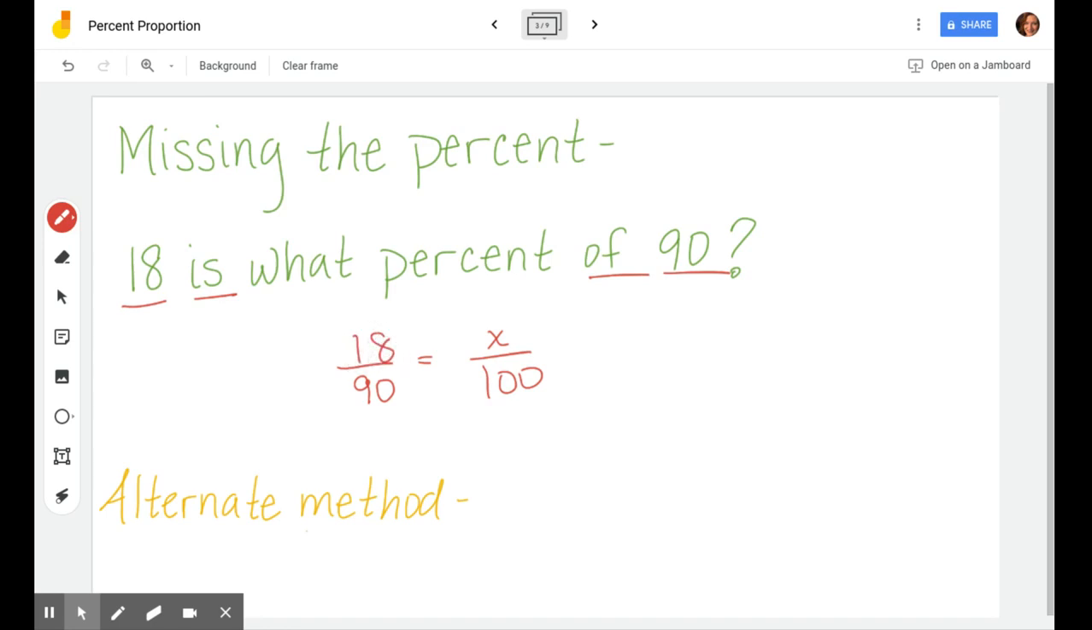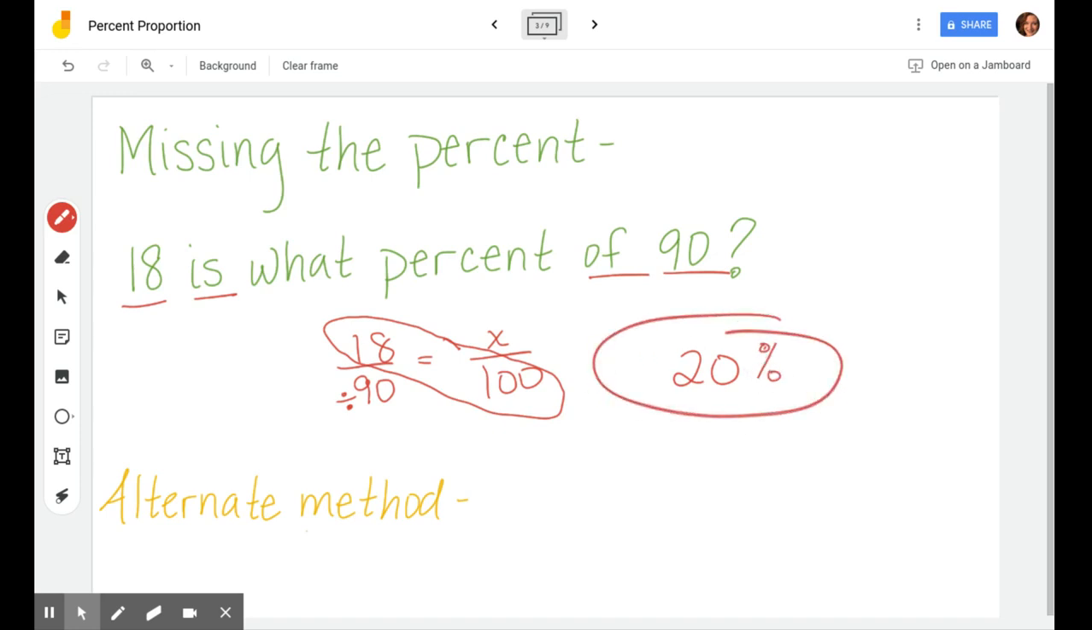When you solve a proportion, the one thing that'll work every single time is to multiply the diagonal where you have two numbers to multiply. So I'm going to do 18 times 100 and get 1800. And then you divide by that other number that you haven't used yet. So I'm going to divide that by 90 and I get 20. On this one, I was finding a percent, so I need a percent sign. 18 is 20% of 90.